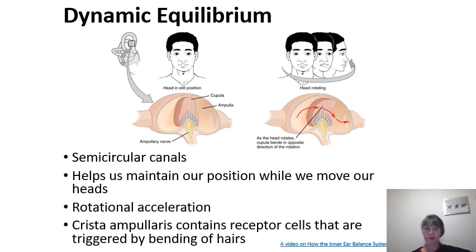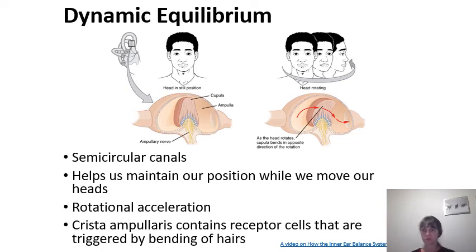Static equilibrium occurs when our body is in one position, but we may be moving, such as driving in a car, linear acceleration. Our body is not changing position, but we're being moved forward by the car, or the same thing going up and down in an elevator. Or if we're sitting, we change the position of our head. That's all static equilibrium.